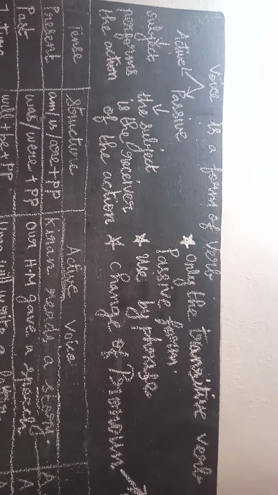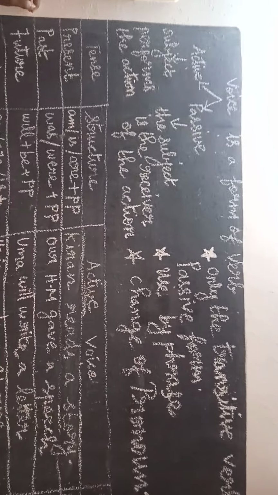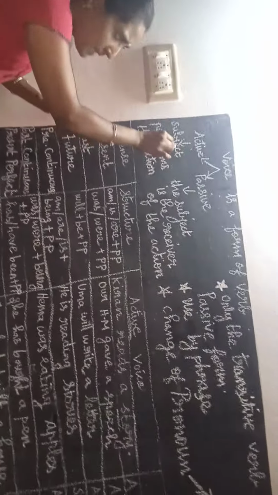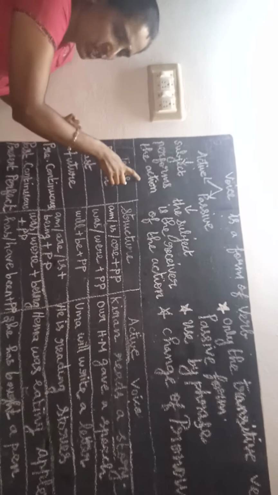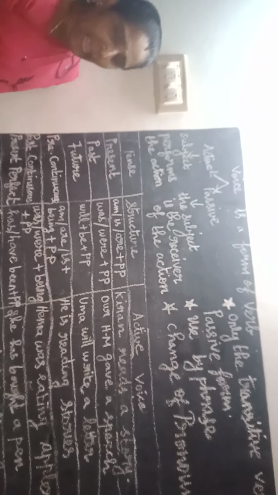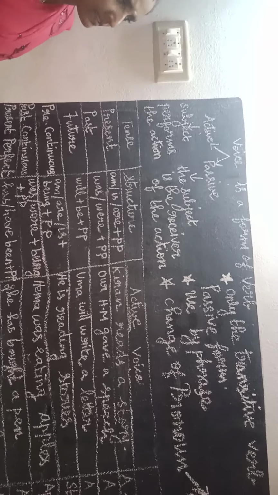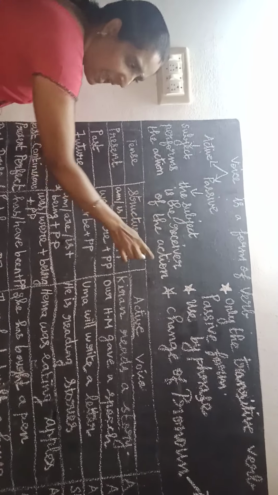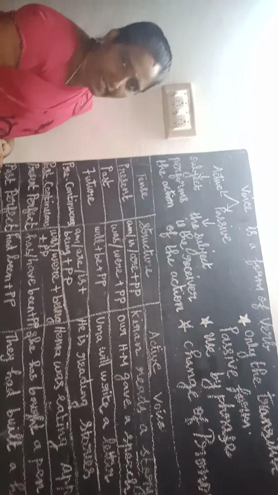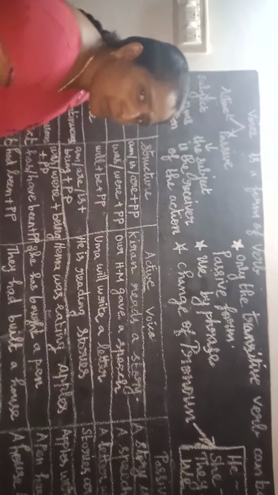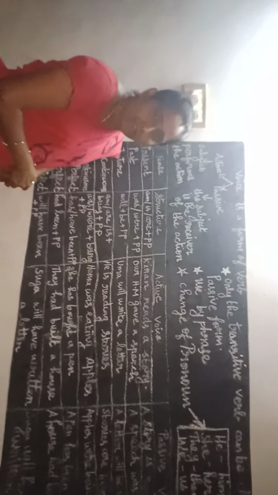Active voice. How can we identify it is an active voice? If a subject performs the action, we call it active voice. Passive voice: if the subject is the receiver of the action, then we call it passive voice. There are certain rules to change the active voice into passive voice. Shall we see that?